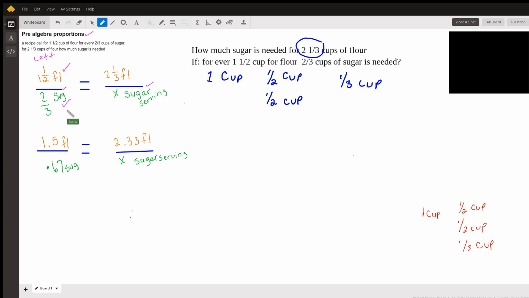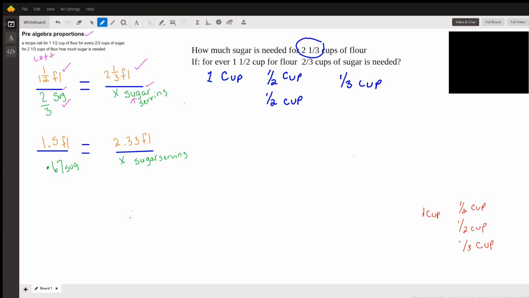Now look at the right side, okay? For every 2 1/3 cup of flour, notice flour is still on the top. How much sugar do I need? Notice sugar is on the bottom, okay? Sugar is still on the bottom. So you have to remain consistent when you're setting up your proportions.